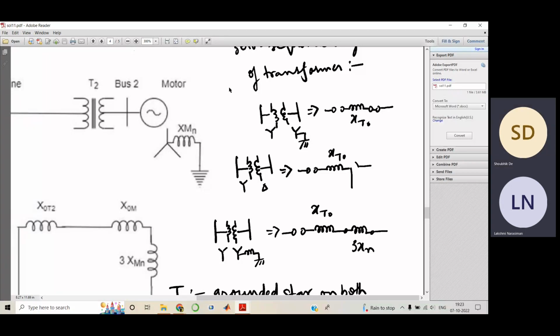How do you represent XT in this method? We have plotted it, right? You have taken one point as a reference and you plotted the XT. So how have you plotted this diagram from star-star ground? How do we arrive at this circuit?